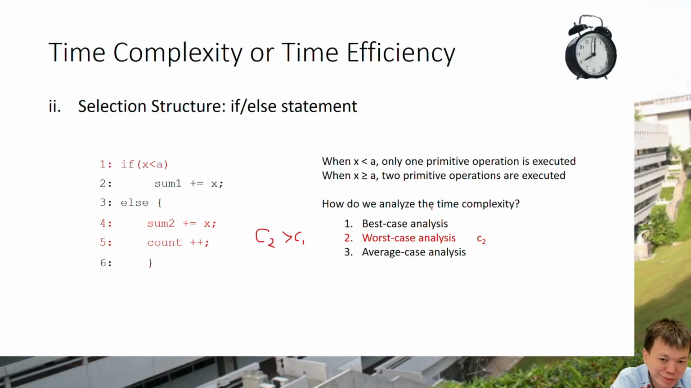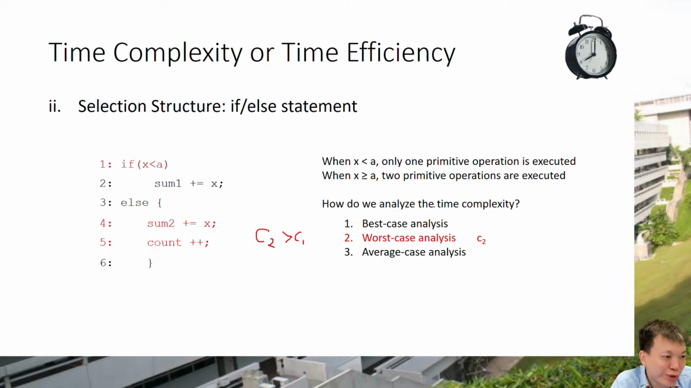In this simple example, only 2 scenarios. Either you run x less than a or x not less than a. So that is 2 things here, but sometimes it may be more than that. Sometimes maybe you have more than 2 combinations. So that is the best case and worst case. Then the third thing you need to consider, and that is the hardest one, is the average case.